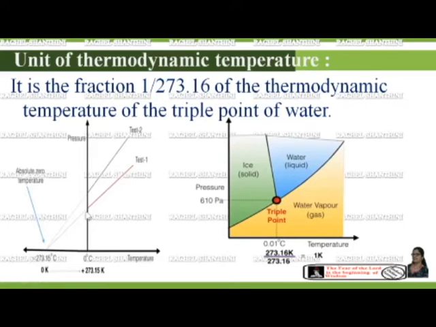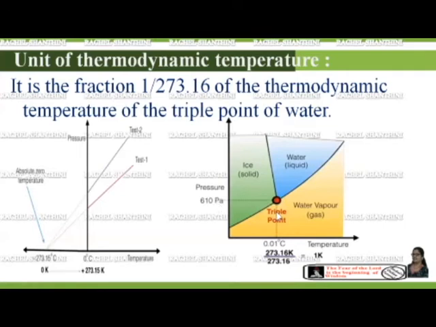If we extend these two curves up to this temperature, they would meet at a point, minus 273.15 degrees centigrade, and this is called absolute zero temperature. This absolute zero temperature is called 0 Kelvin. As we move from Kelvin to Celsius, we need to add plus 273.15.